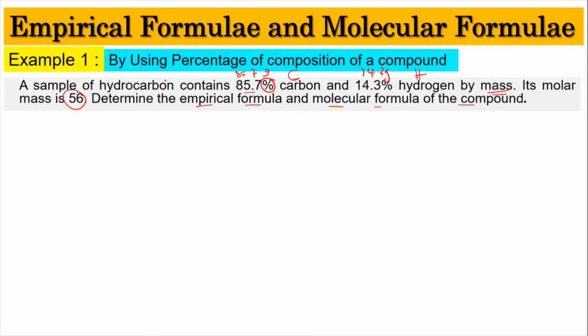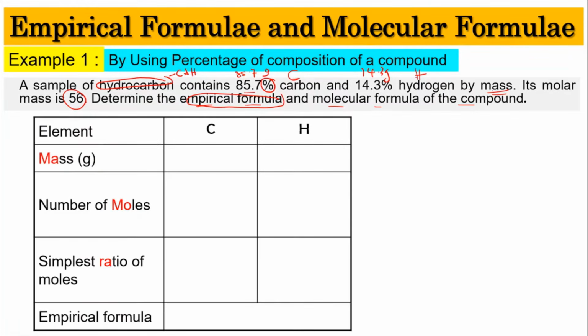As you know, a hydrocarbon contains carbon and hydrogen. So in order to determine the empirical formula, we have to use the MaMoRa table. So we're going to create a MaMoRa table. The elements that we have are carbon and hydrogen. The mass of carbon is going to be 85.7 gram, and for hydrogen it is going to be 14.3. And now we need to find the number of moles.